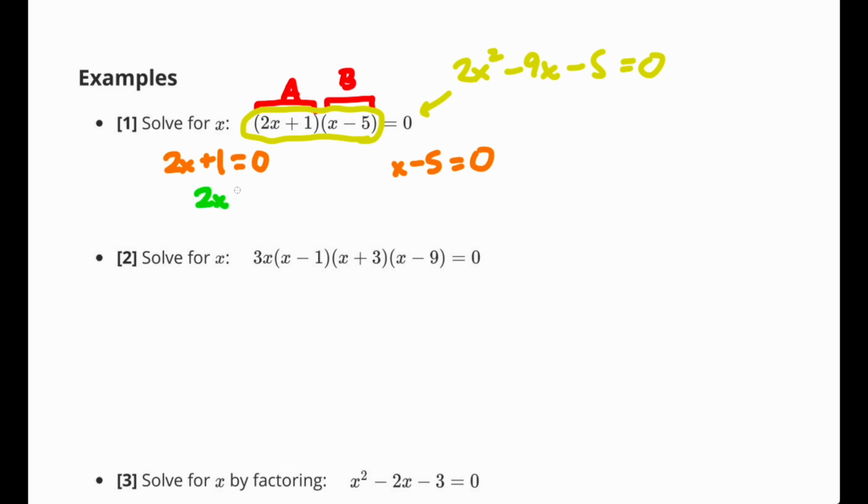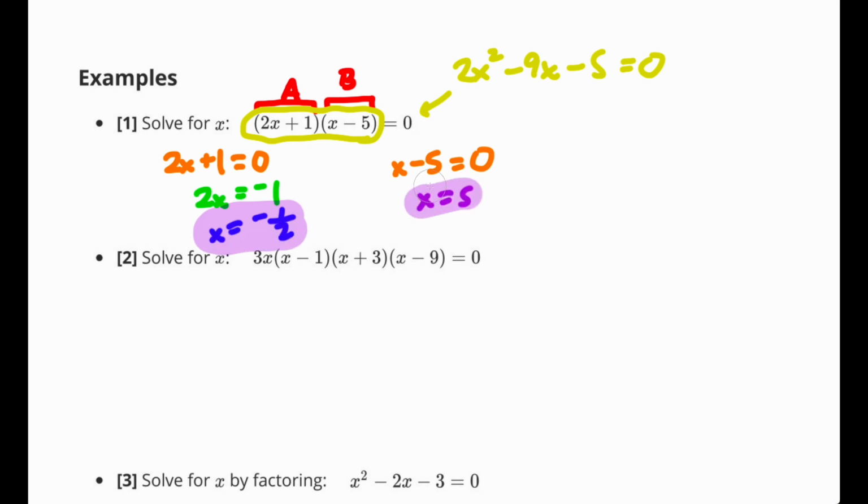We're going to solve both of these equations. We're going to subtract 1 on both sides over here, divide both sides by 2, and the first answer is x equals negative 1/2. Do the same thing over here: add 5 to both sides, and you end up with x equals 5. So the answers are x equals negative 1/2 or x equals 5.